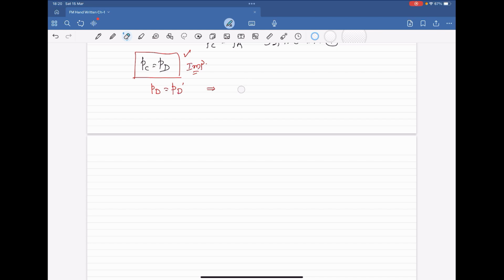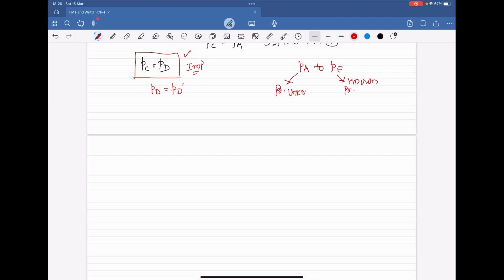Don't jump to conclusions. Complete the process. We have to move from PA to PE. PE is known pressure. PA, the pressure, is unknown, to be found out. When we move from unknown to the known, then we can find out the pressure at A. Here it is already known. We know the pressure.